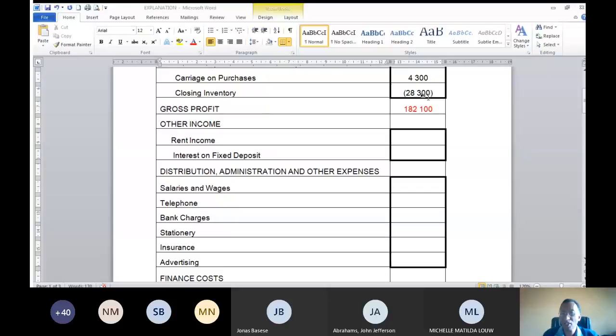And because it must be subtracted, you show that amount in brackets. The same applies to your finance costs. Go to your finance costs. Look for all the finance costs. If there is interest on loan, if there is interest on overdraft, you block them and you add them up and you put it under finance costs. And because it is an expense that must be subtracted, you put that amount also in brackets there.